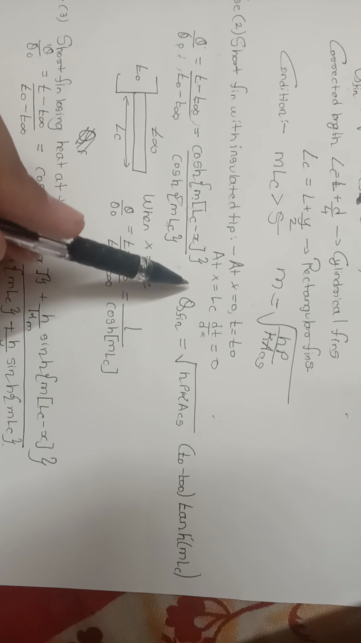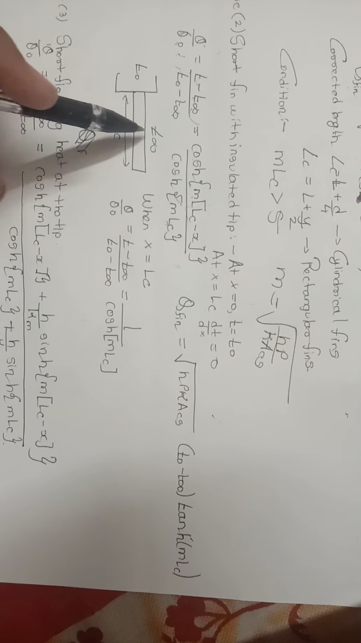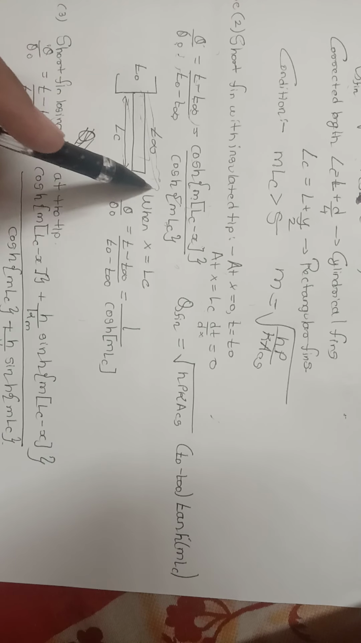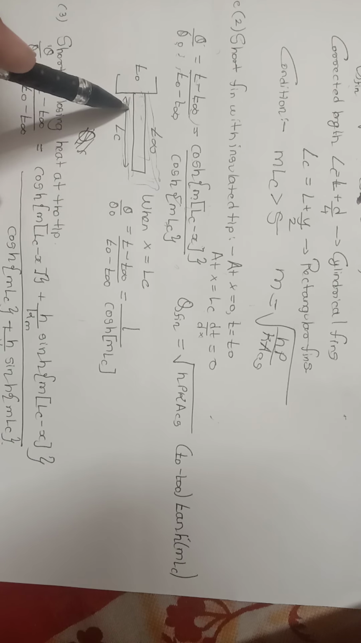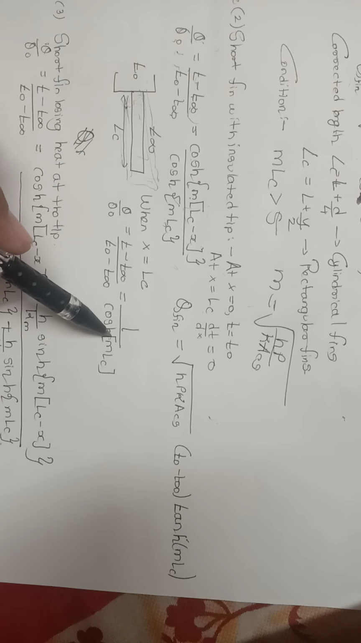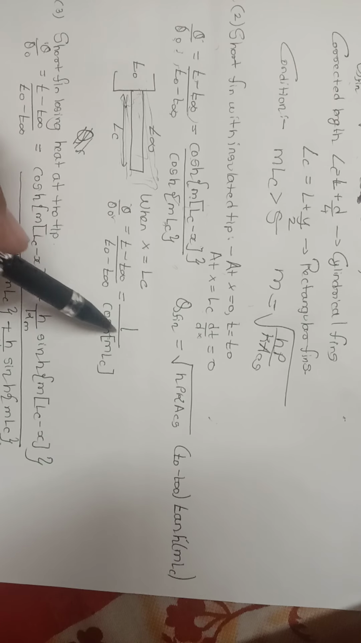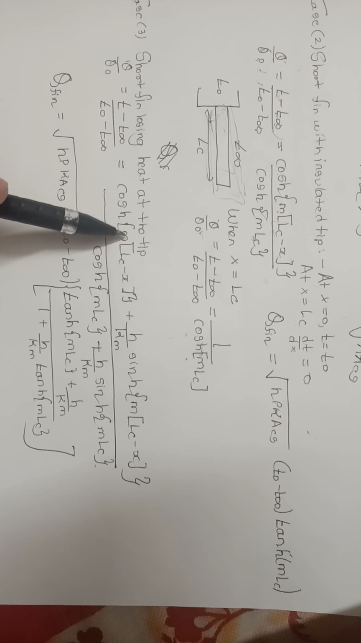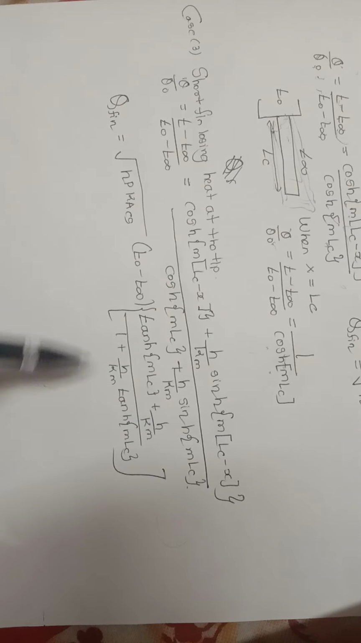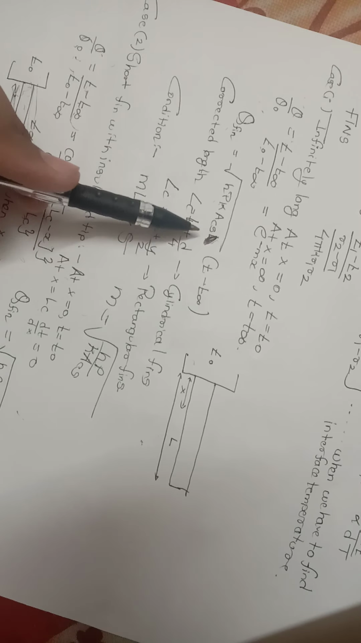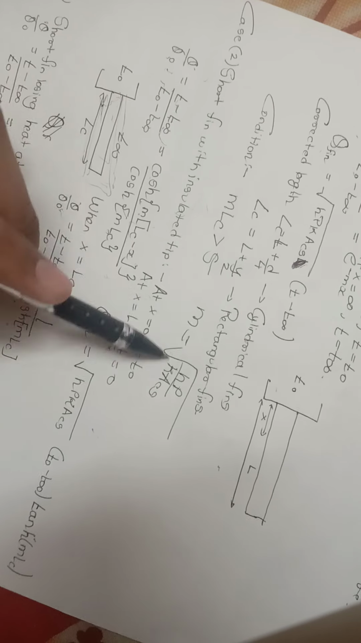I will only tell you in which condition these formulas are important. Now if someone asks you to find the temperature when x is equal to LC, then theta upon theta naught comes 1 upon cosh mLC, for a short fin insulated at the tip. There is no need of remembering this separately, and you will use this formula when mLC is less than 5. It means you have to check: you have to find the value of m and then you have to find the LC.